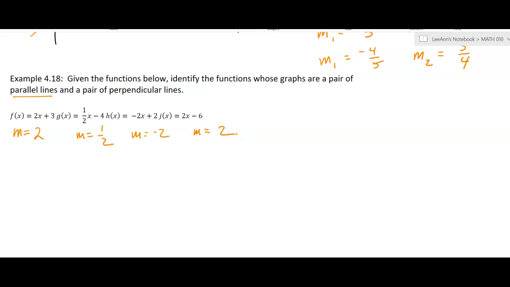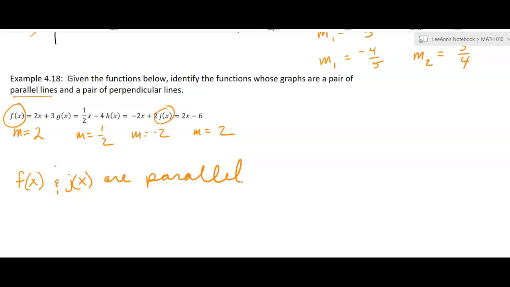Okay, so which ones are the same? This one, f, and j. So f of x and j of x are parallel. Parallel lines. And nobody else has the same slope, just those 2.